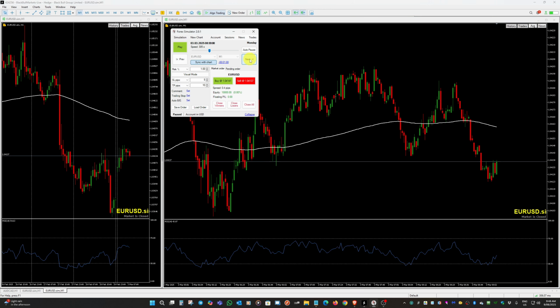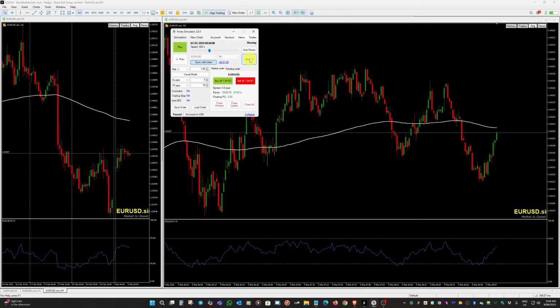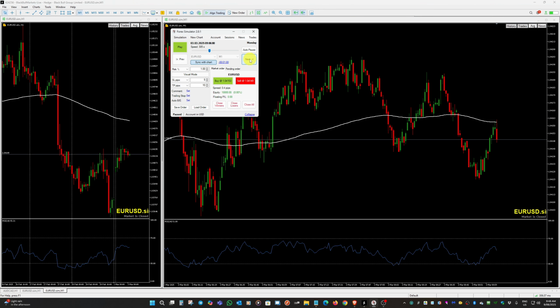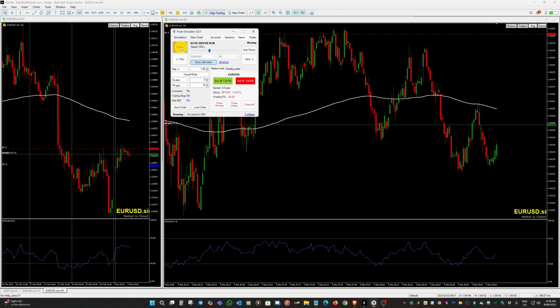So let's look for the first setup. Okay, here we go. We've got a pullback to the 200 EMA and our first red candle, or bearish candle. So we're going to enter the trade here. We're going for a 5 pip stop loss and a 10 pip take profit. So let's see how this first one plays out.